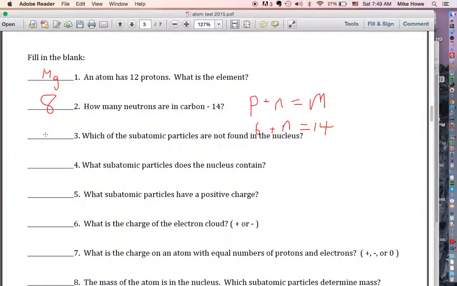Okay, the subatomic particles that are not in the nucleus would be the electrons. So I'm just going to put an E for electrons. Since the protons and neutrons are in the nucleus, what's not in the nucleus is the electrons. And so I just told you the answer to number 4: the subatomic particles that the nucleus contains would be the protons and the neutrons.